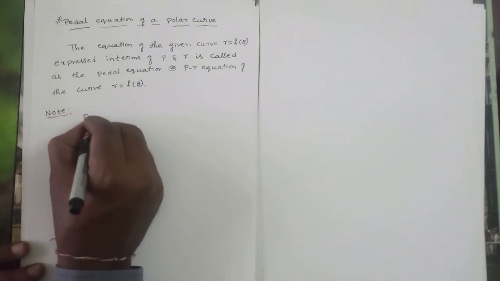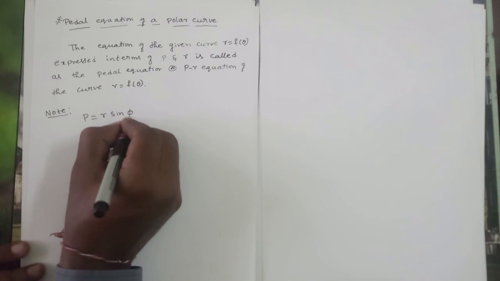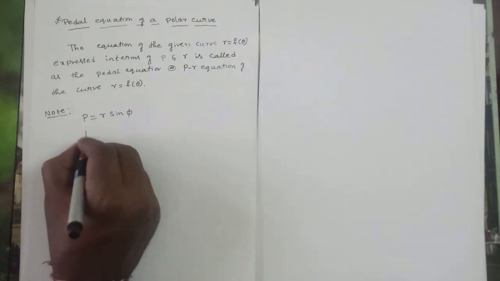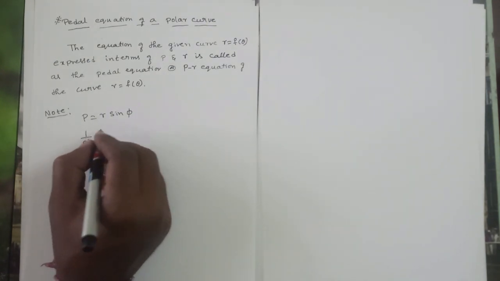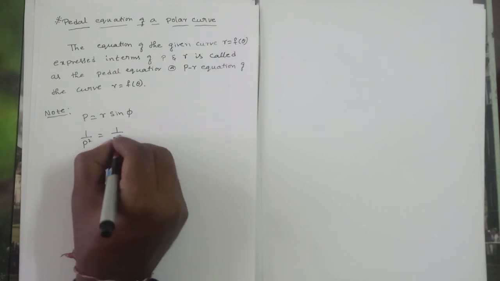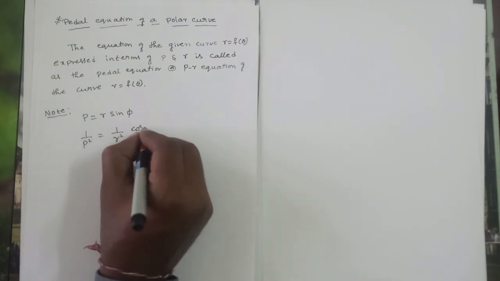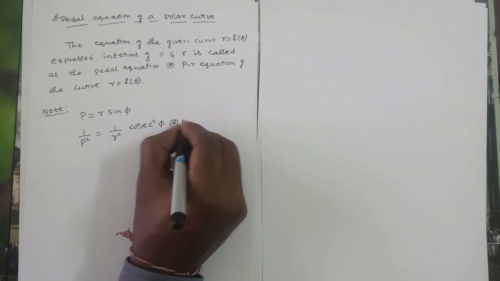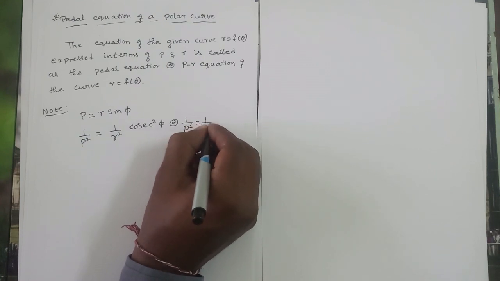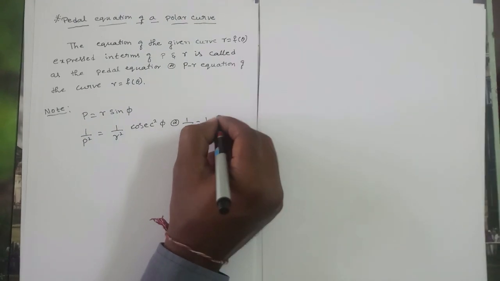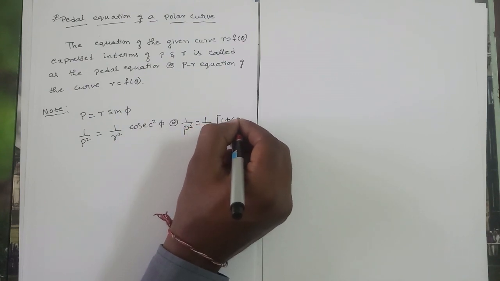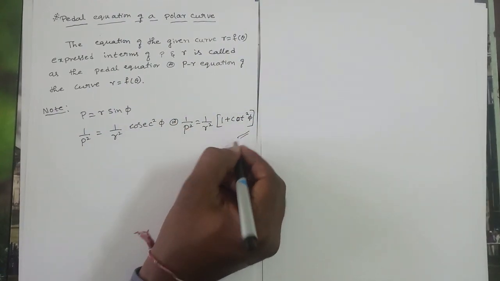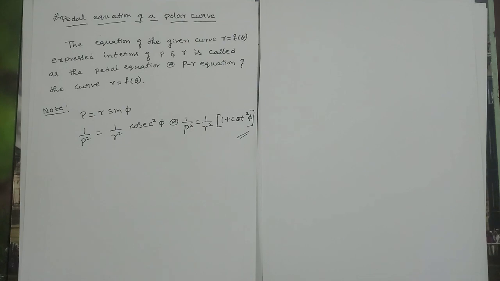So we know that p is equal to r sin phi, and another one is 1 over p square equals 1 over r square into cosecant square phi, or this can be written as 1 over p square is equal to 1 over r square into 1 plus cot square phi. So you have to remember these two formulas. We'll use them in the problems.